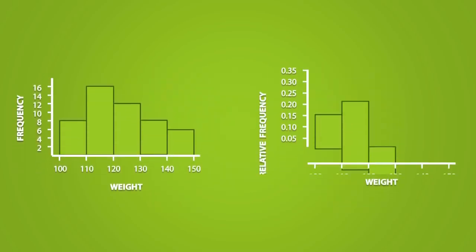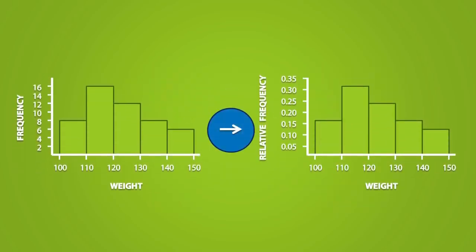In the same way, regular histograms can be converted into histograms that tell us the proportion of values for each interval.